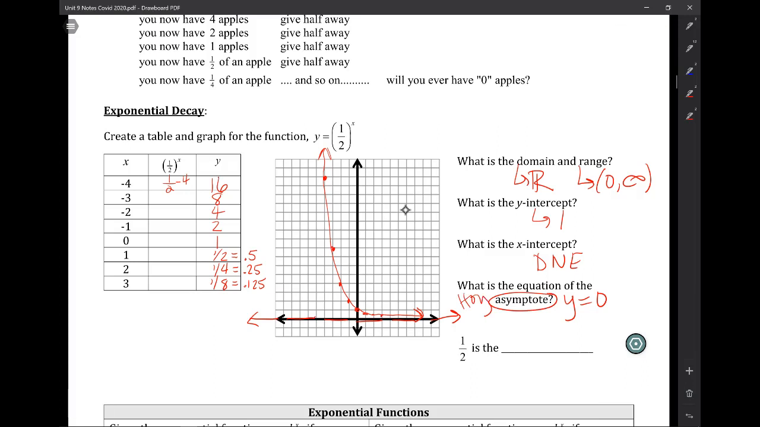Now, if 2 on the last example was our growth factor, then the 1/2, because to get from 16 to 8, I multiply by a half. So 8 to 4, I multiply by a half. That is what we call the decay factor.